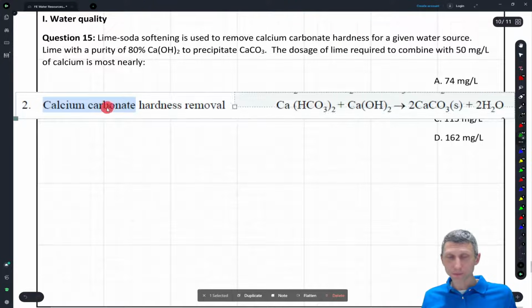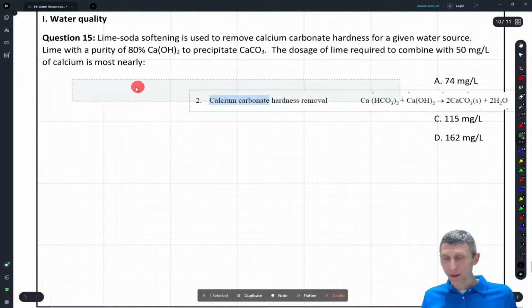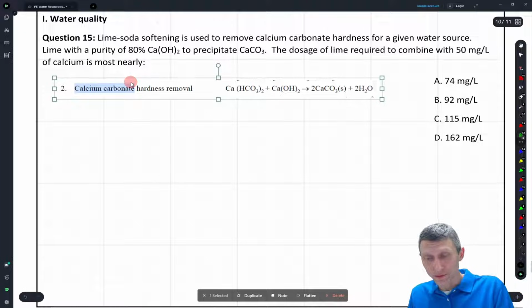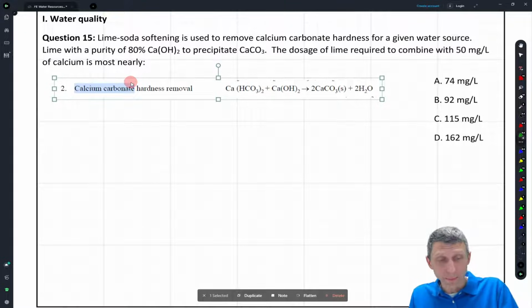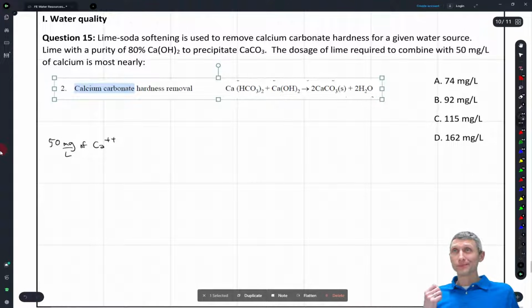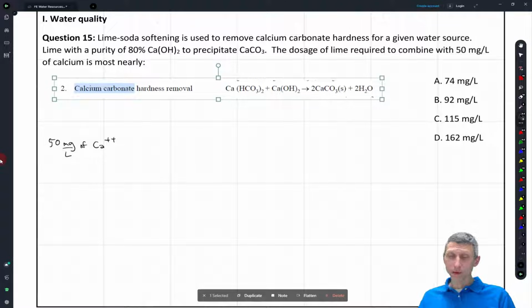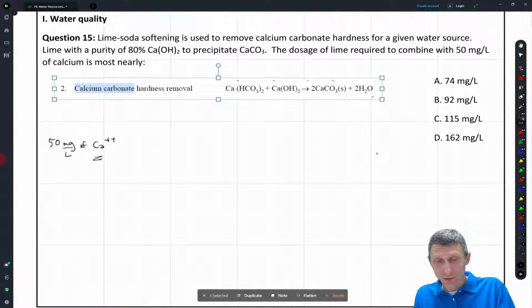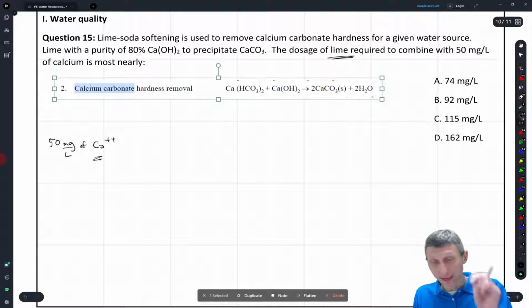If I bring this over here, what we have is 50 milligrams per liter of calcium. So let's just start there. Calcium's just the calcium ion. And what we want to do is use stoichiometry to go from this to how much lime we need to add to this.